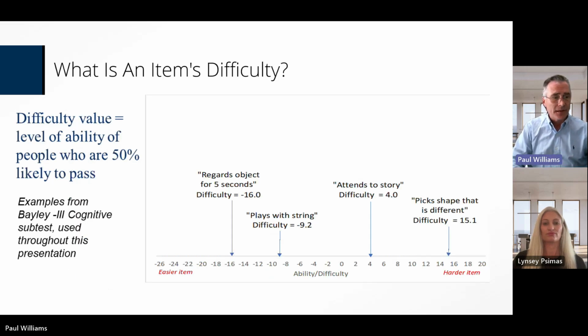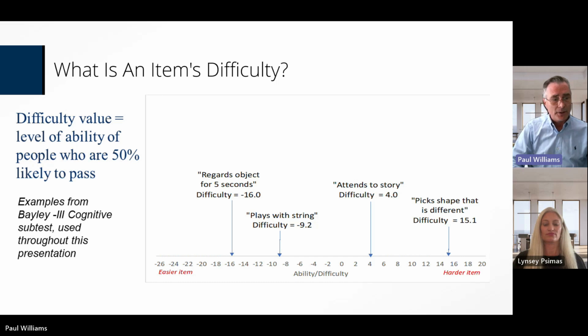Now, the difficulty of an item, let's look at a more practical approach to understanding how the difficulty can also be seen in the item itself. If you look at a very low difficulty or easy item on the Bayley, regards an object for 5 seconds. So this is a very low cognitive developmental ability of just being able to attend to an object. They can see it, they can recognize it as something that's interesting, and I'm paying attention to it. That's a very low ability.